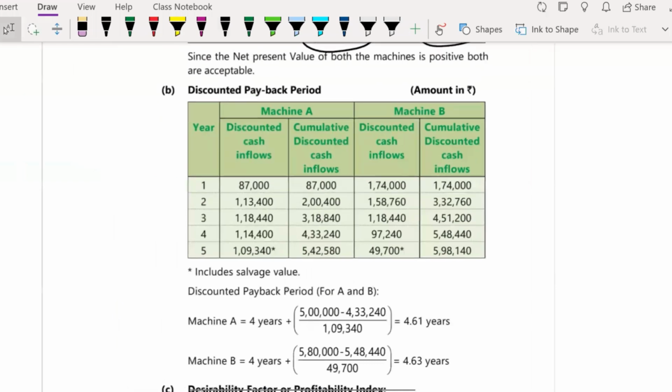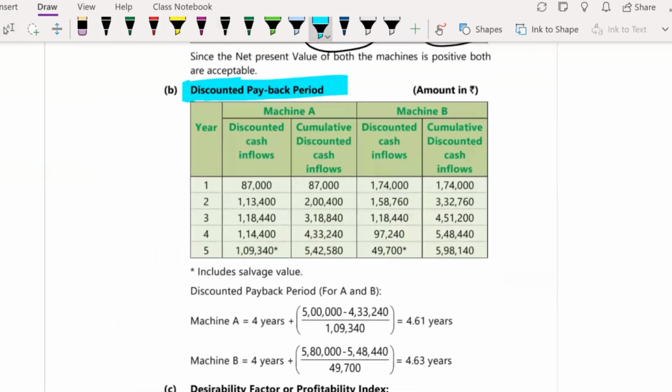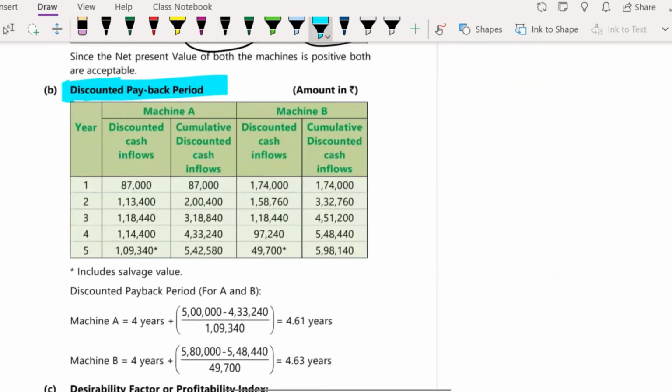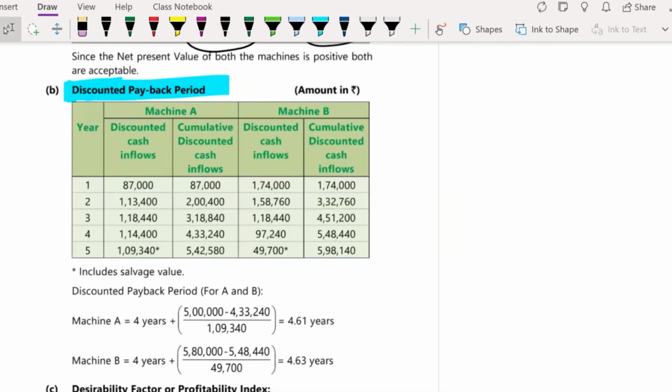Okay, and then the question next asked you to find the discounted payback period. So what is the discounted payback period? Using discounted cash flows, you will find out until how much time you will be able to recover your initial cash outflow. Within how many years will you be able to recover it, keeping in mind the discounted cash inflows. That is what the discounted payback period is.